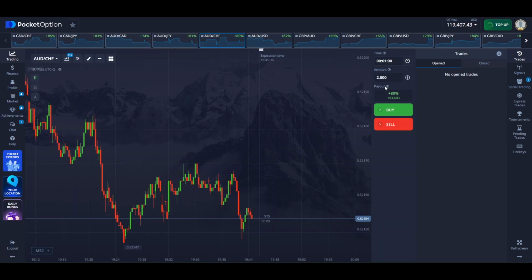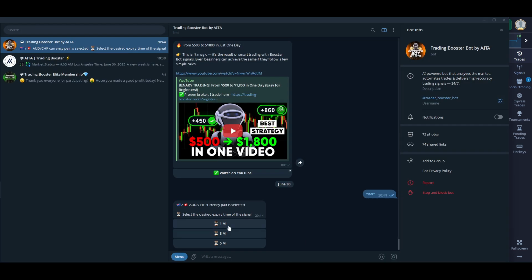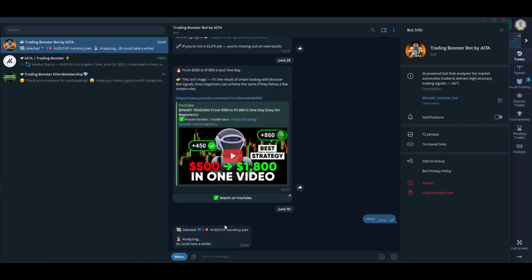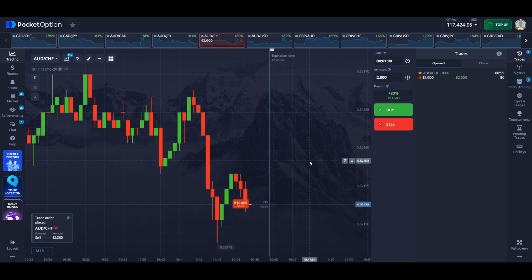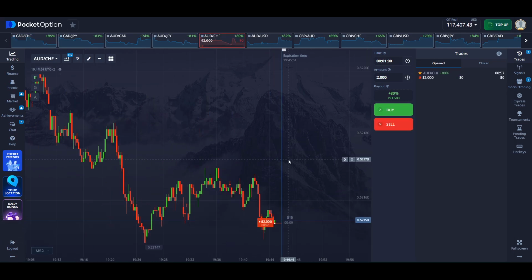I select the trade duration, 1 minute. I carefully check everything and set 1 minute in the robot. And I get a sell signal. Now I need to open a sell trade right from here and, accordingly, wait for the result.